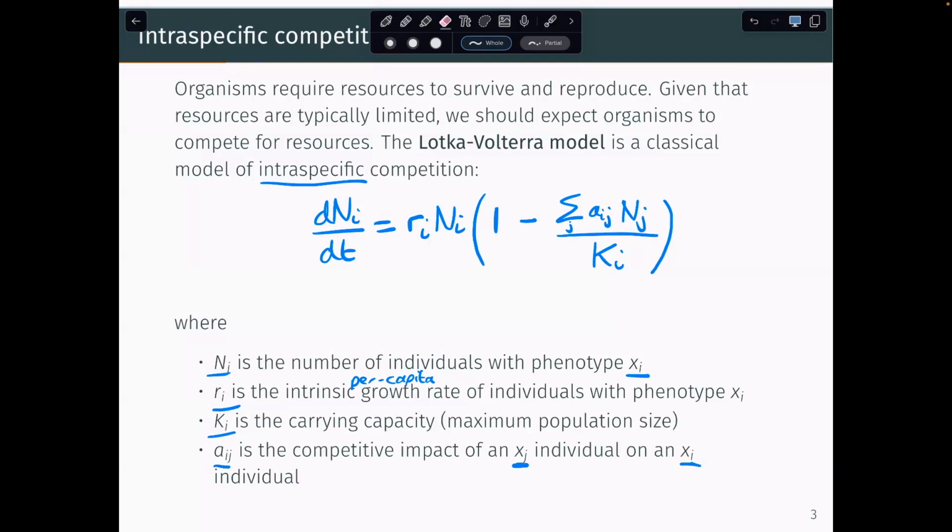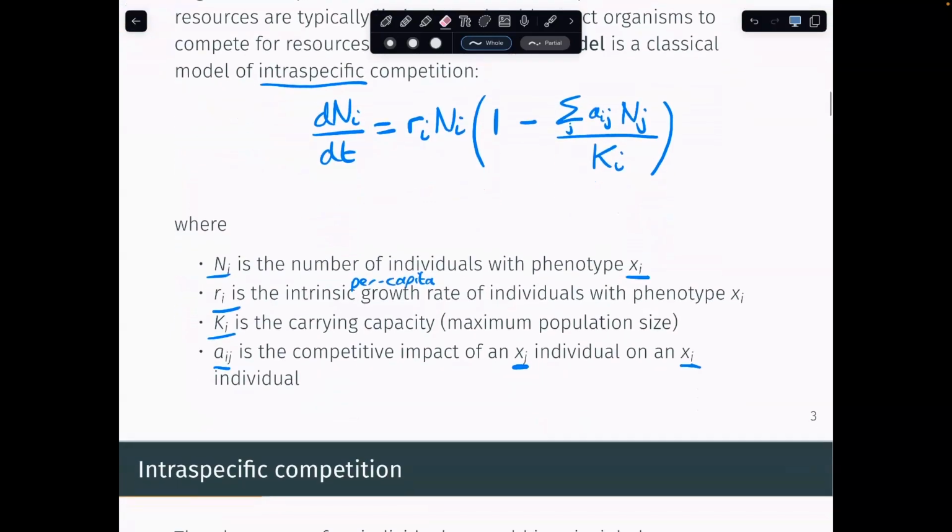Okay, so this is in its most general form. We haven't actually stated what these phenotypes are. There could be any number of phenotypes. So you said 2, there could be many, many different types. Okay. So this is the general model.